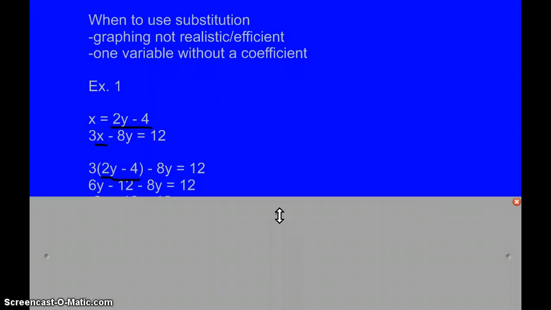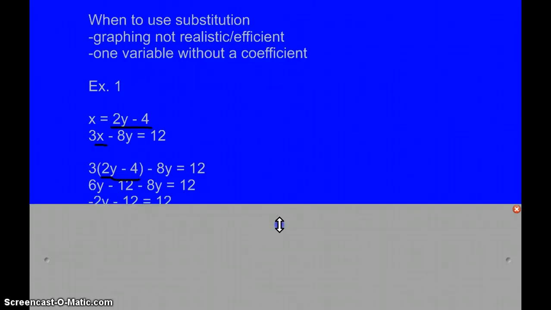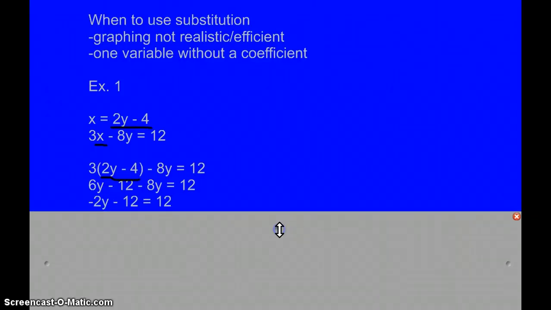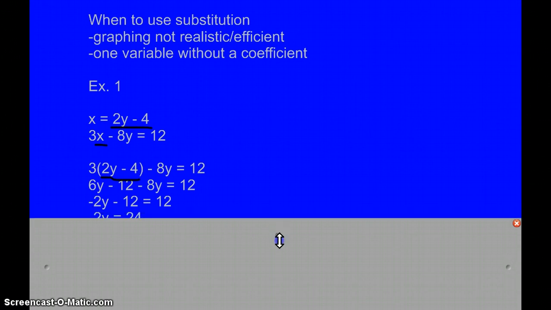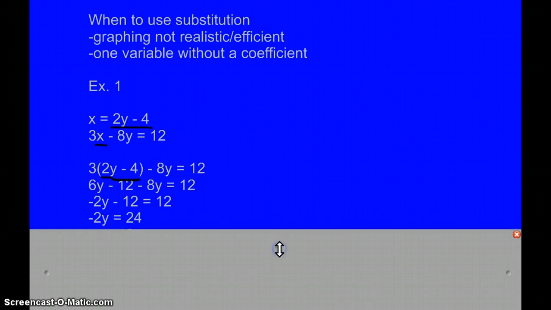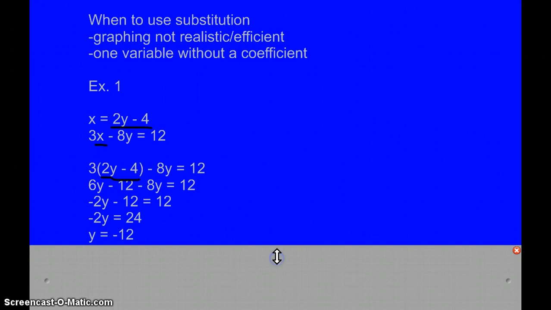So here we have 3 times 2y minus 4. We see parentheses, we think distribute. That gives us 6y minus 12 minus 8y equals 12. Combine your like terms, negative 2y minus 12 equals 12. Add 12 to both sides, and you get negative 2y equals 24. We divide by negative 2 and get y equals negative 12.